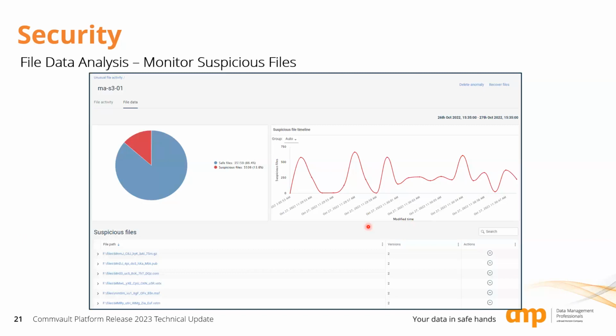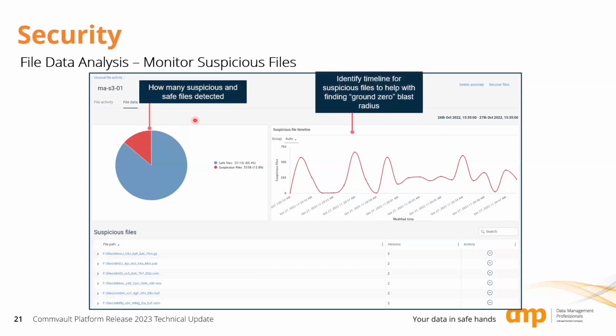So if you have done the scans, or if you want to dive into the server, which has the file activity, on the dashboard itself you can really see how many suspicious and safe files are detected. You can also see the timeline to see when it started and when it got to the peak of the anomalies. You will have a list of suspicious files which you can investigate deeper.